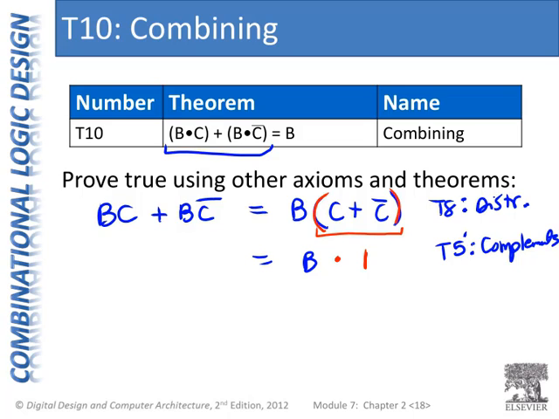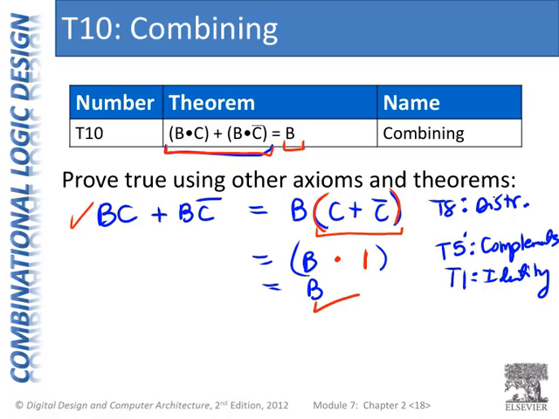And now we see the identity theorem. Anything ANDed with 1 will just give us back anything. So in this case, B and 1 is just B. That's the identity theorem. And we indeed showed that the left-hand side of the expression, B and C or B and C bar, is in fact equal to the right-hand side of the equation, just B.